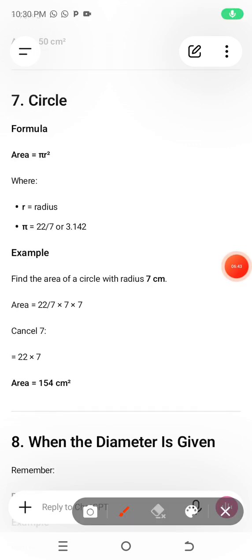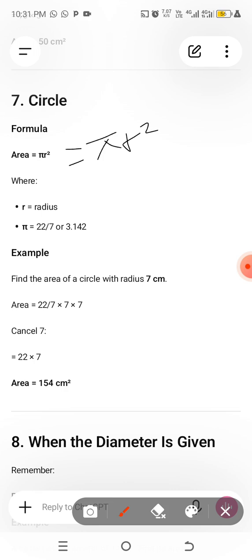So the circle: the formula for the area of a circle is equal to pi r square. Pi can either be 22 over 7 or 3.142, depending on what they ask you to use in your examination. But if they do not ask you to use any one, you just use any of these ones.